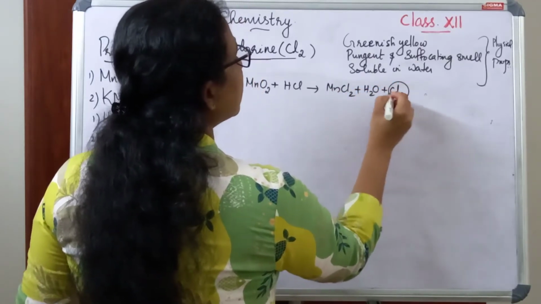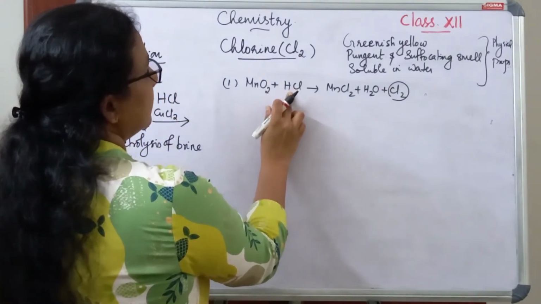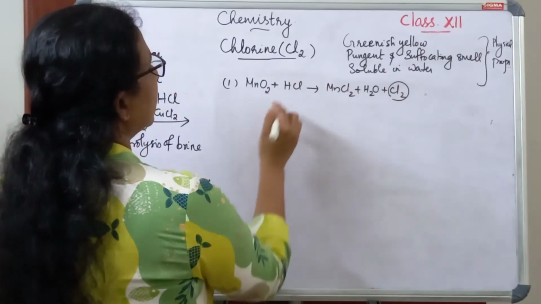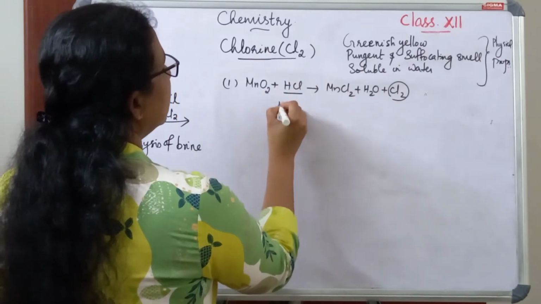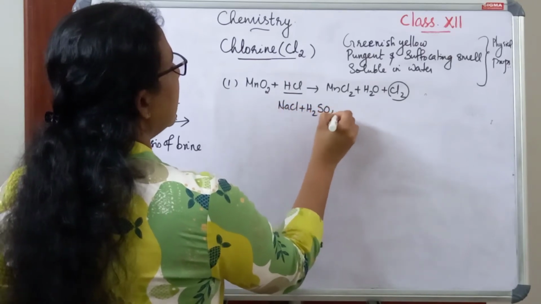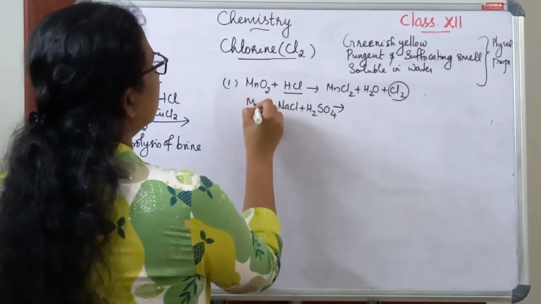So chlorine is produced in this case. So manganese dioxide is actually heated with concentrated HCl. We will get these products and chlorine will be the main product. So instead of HCl, we can use NaCl and H2SO4. So NaCl and H2SO4 will produce HCl. So we can add MnO2 here.